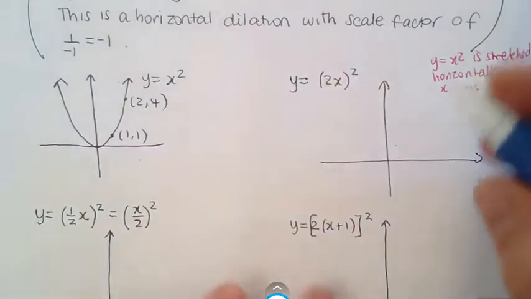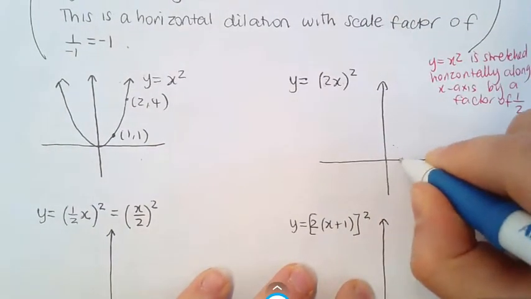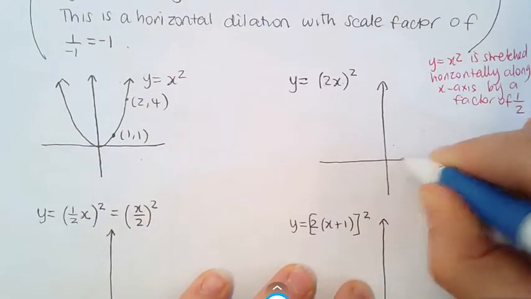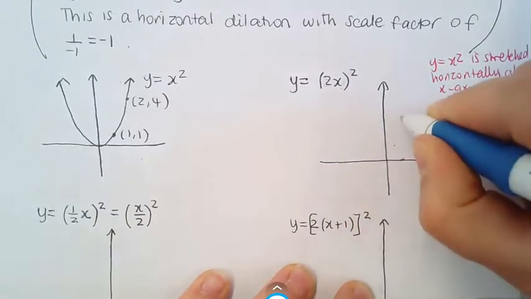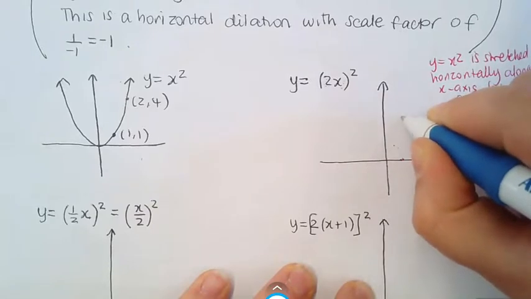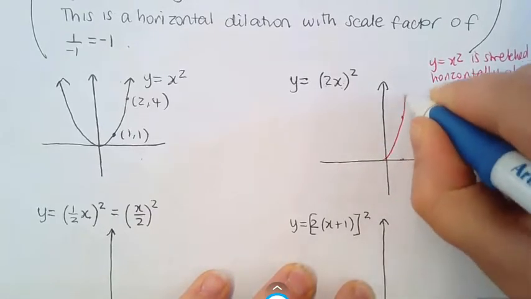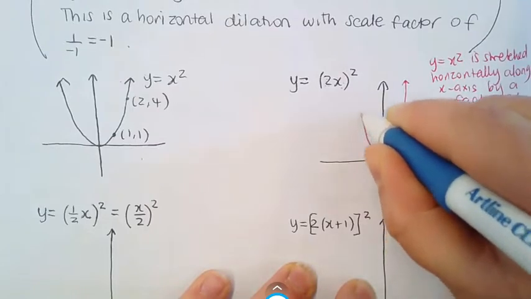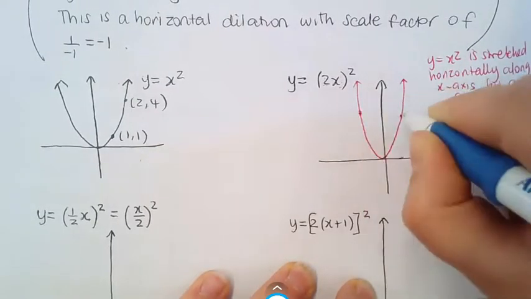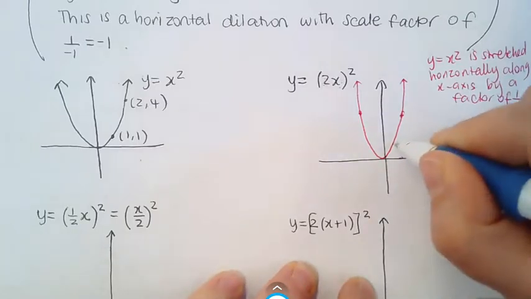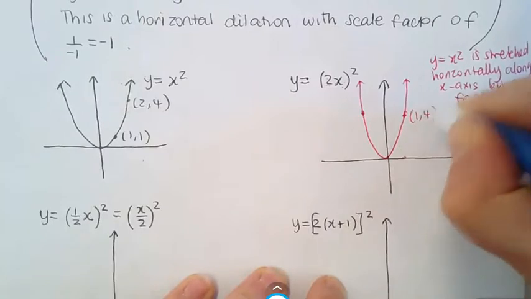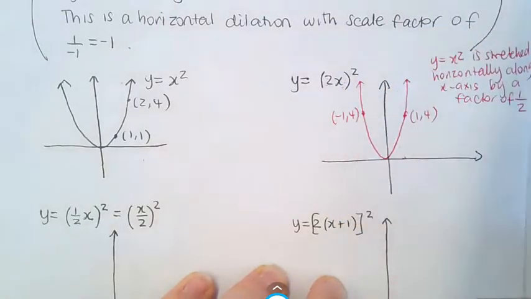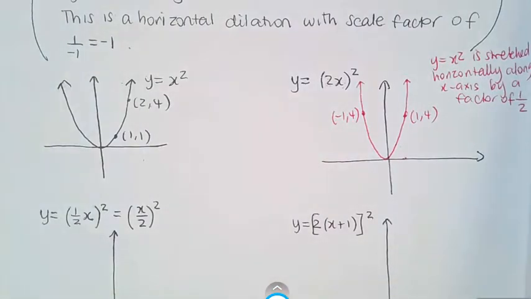Now let's draw it. When x is 1, what do you get for y? When x is 1, what do I get? All right, 1, 4 up here. And -1 is going to be 4 as well. So I've got 1, 4, -1, 4. Now, this is what I want to talk about. All right, good. Okay, are we ready?